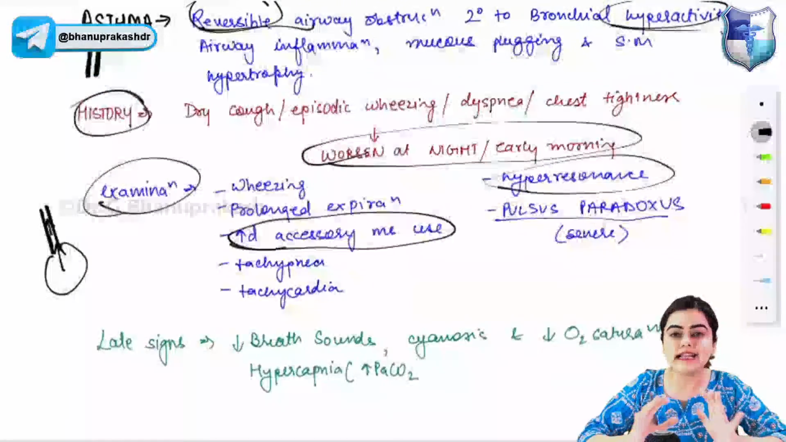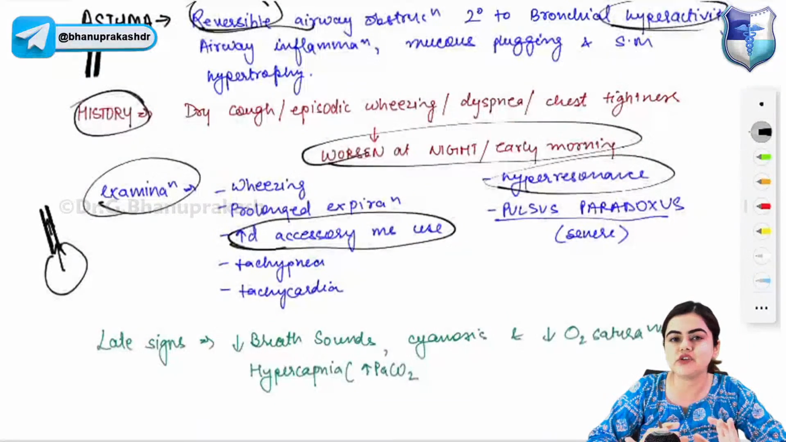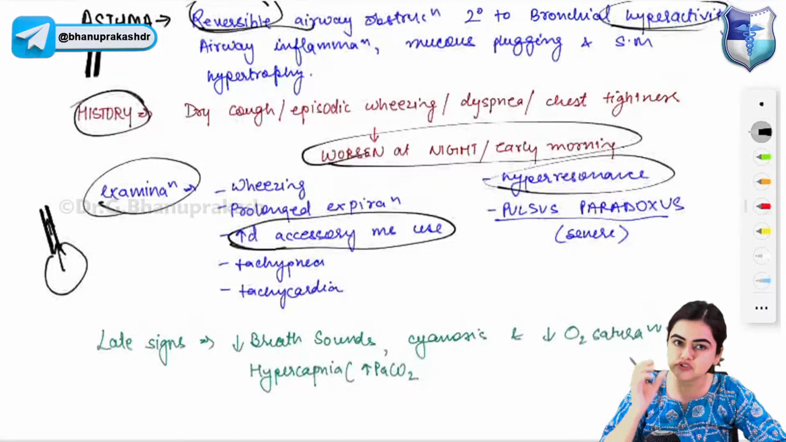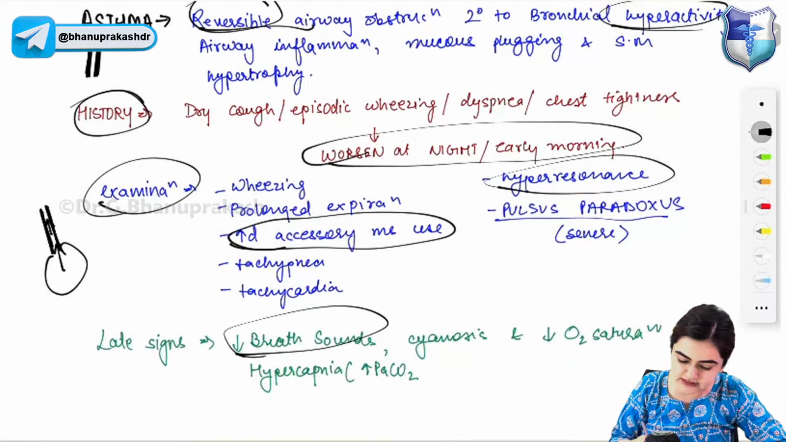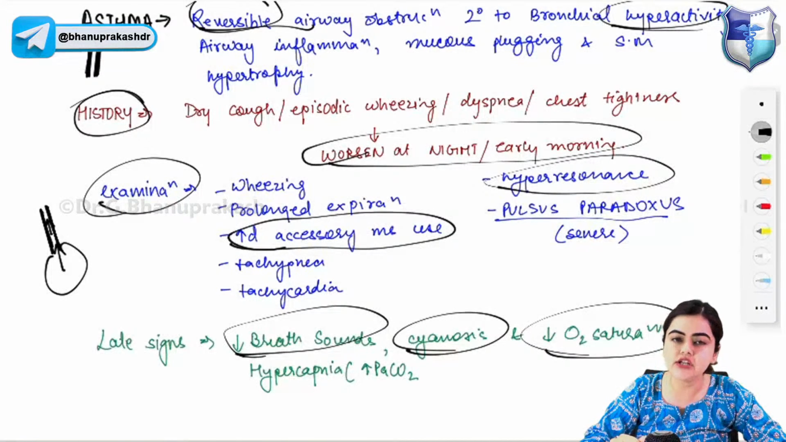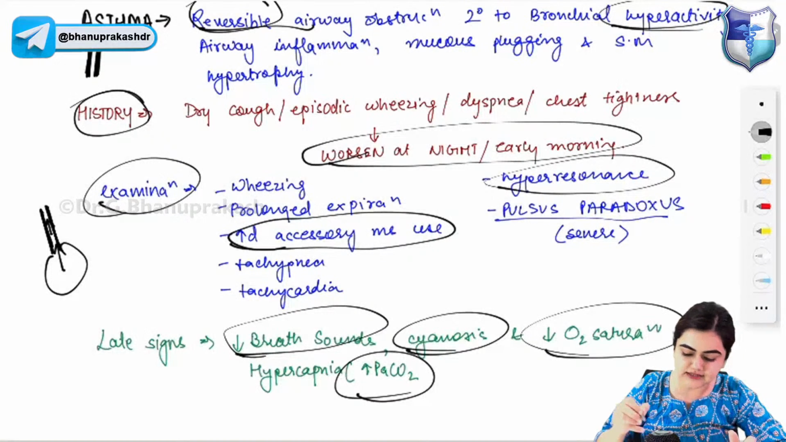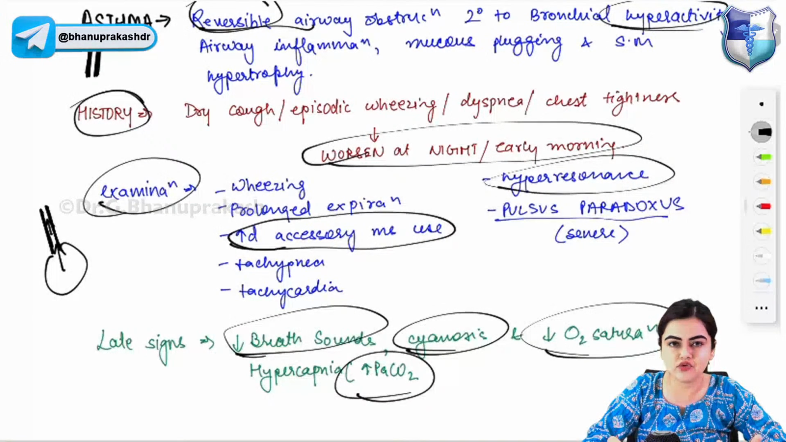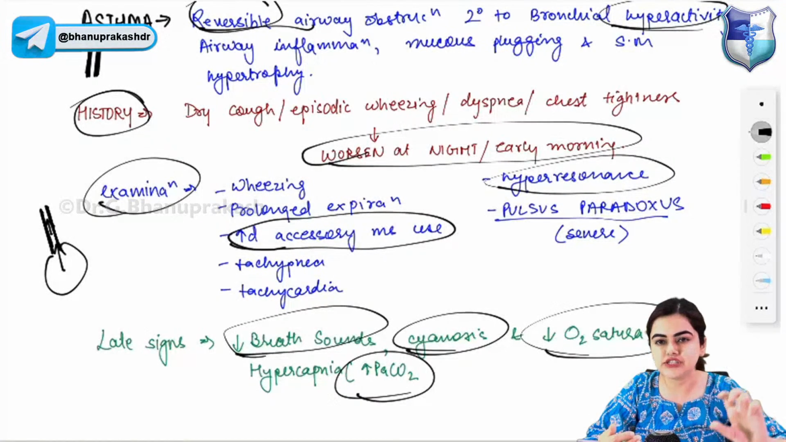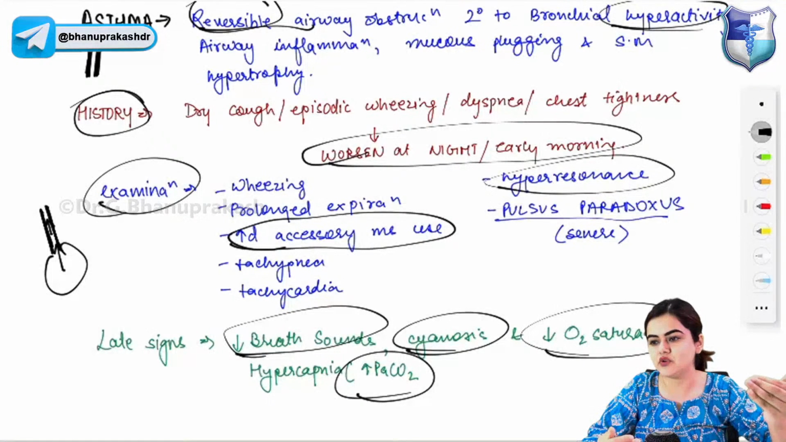Now coming to the late signs of asthma. What are the late signs? When the asthma gets severe, what will happen? The breath sounds will decrease. There will be cyanosis. There will be a decrease in oxygen saturation, and there will be hypercapnia, that is an increase in PaCO2 value. This happens in late asthma.